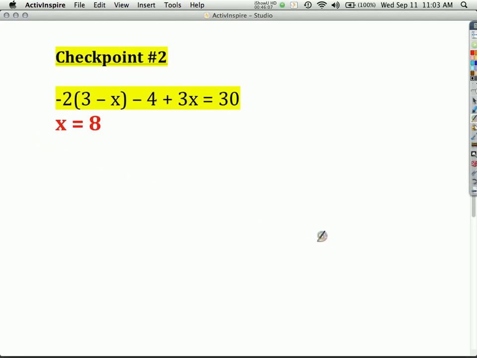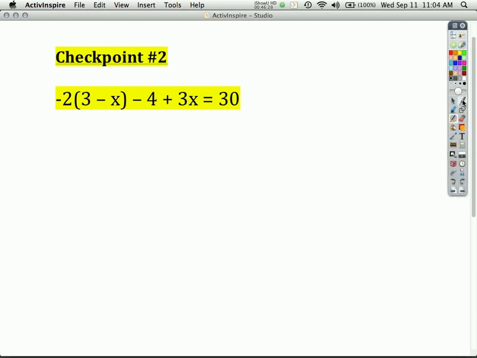X equals 8. It was definitely a bit of a doozy of a question. I'm very impressed though. Almost everybody was able to figure out the simplifying part. I was very impressed. Are there comments or questions on checkpoint number 2? Okay, so let's start. What did you do first, Kamoy?